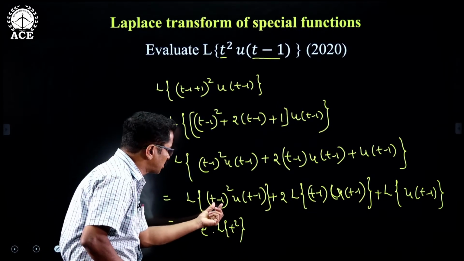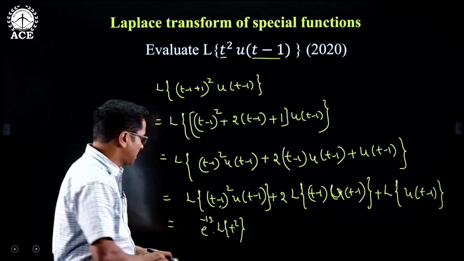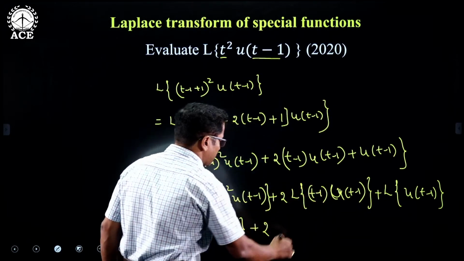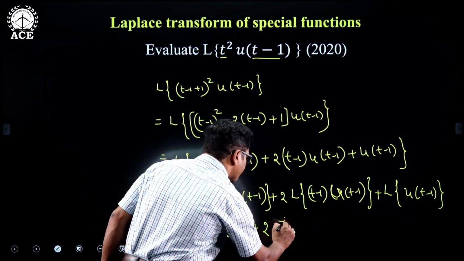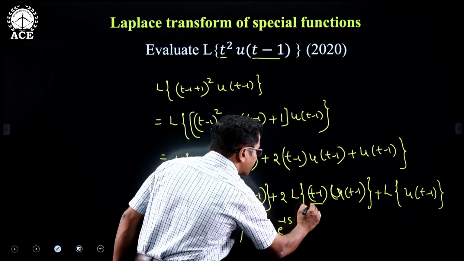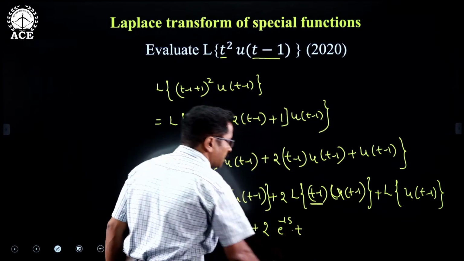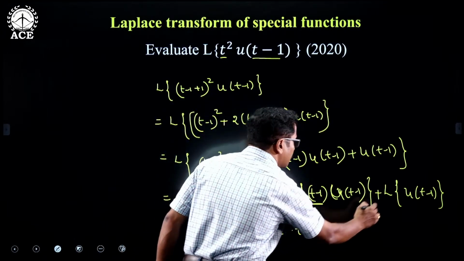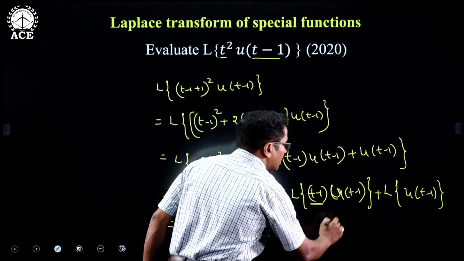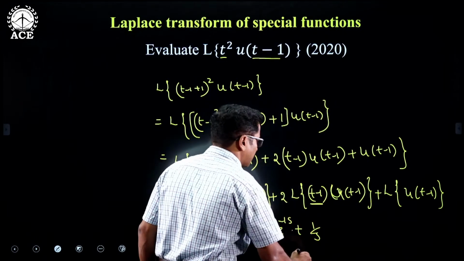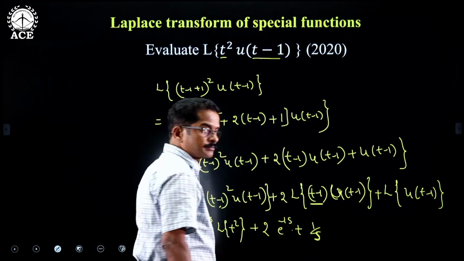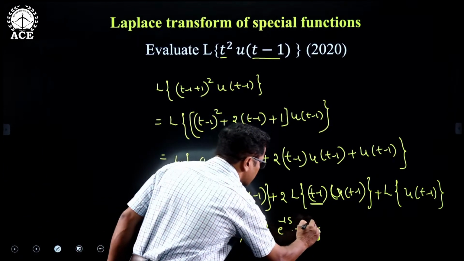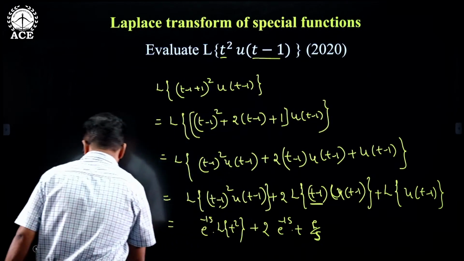So in the place of t minus 1 whole square, the function is t square, plus 2 into L of t minus 1. Here e power minus 1s into, in the place of t, f of t we have t. F of t minus a means t minus 1. F of t means t. Plus here L of t minus 1 is going to be 1 by s that we had. L of t minus 1, e power minus as by s, e power minus 1s by s.